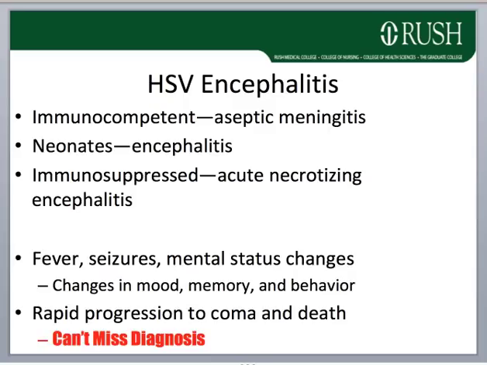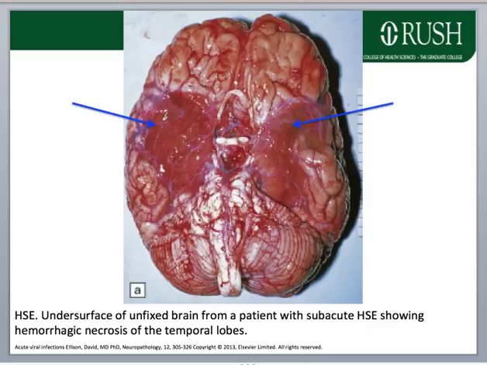Notable also is that alterations in mood, memory, and behavior are characteristic with HSV encephalitis. Grossly, HSV encephalitis is characterized by bilateral, typically asymmetric, hemorrhagic necrosis affecting the medial and inferior temporal lobes, the insulae, the cingulate gyri, and the posterior orbitofrontal cortices. The brain is usually swollen, and lateral transtentorial herniation is a common finding.